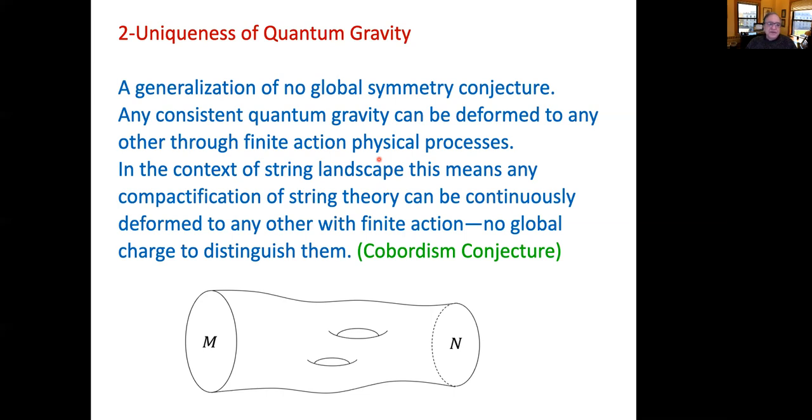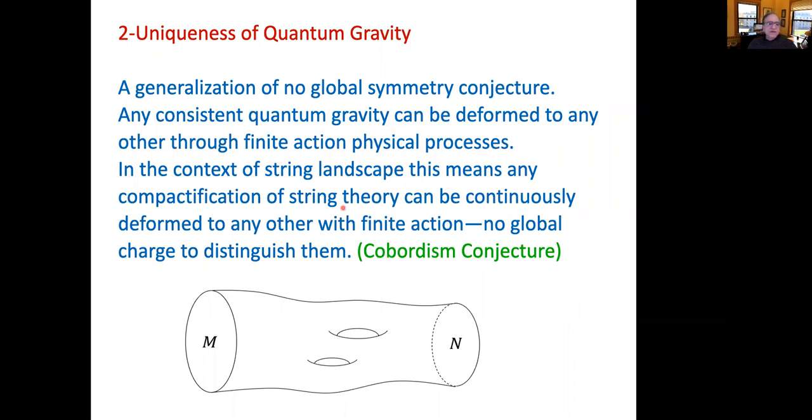And the answer is yes, any consistent quantum gravity is accessible from our universe. All you have to do is create a bubble, a finite bubble with finite action, with a finite energy process, which provides you inside this bubble this other universe. So in other words, all the quantum gravities are connected in this sense. There's nothing which distinguishes them. This is a generalization of no global symmetries. You cannot tag our universe saying, our universe has charge +1 and the other one has charge -3 and so on. There is no conserved thing which distinguishes our quantum gravity from any other. And this is related to the uniqueness of quantum gravity. There's only one quantum gravity.